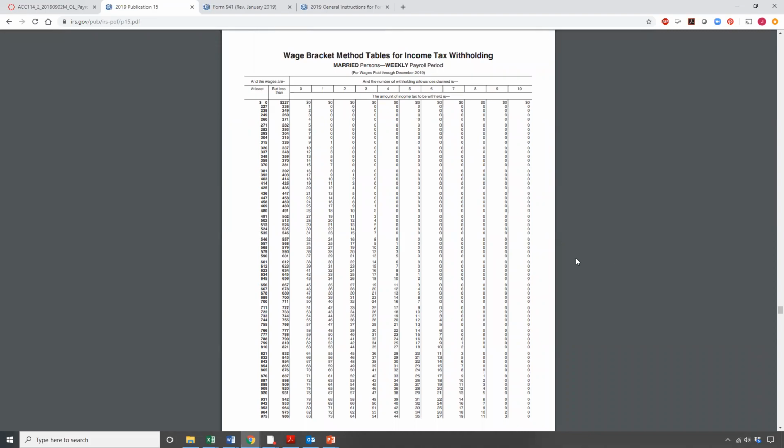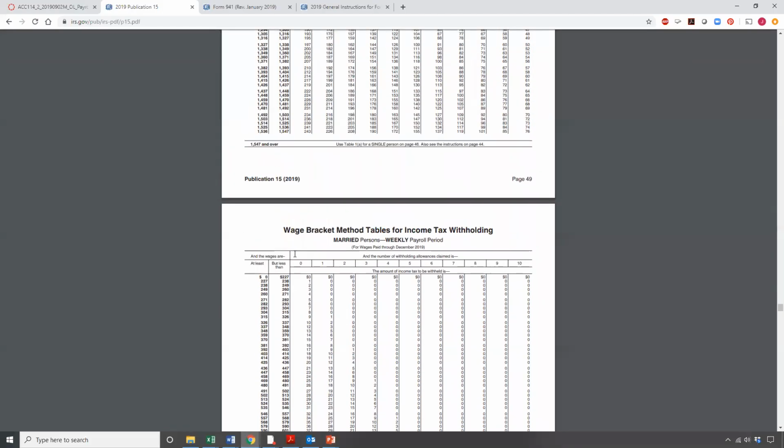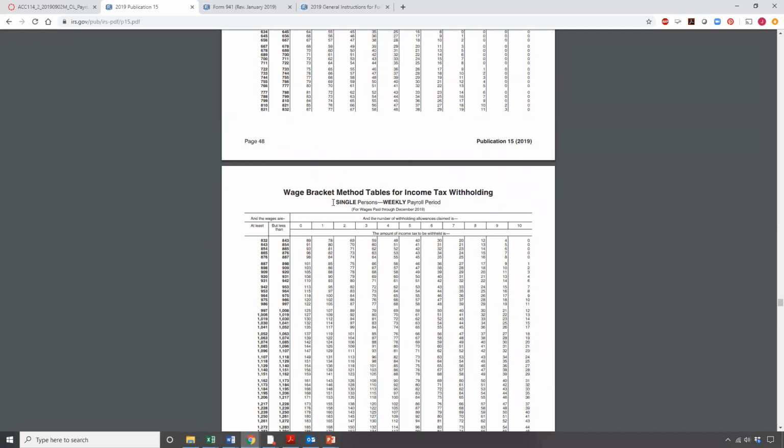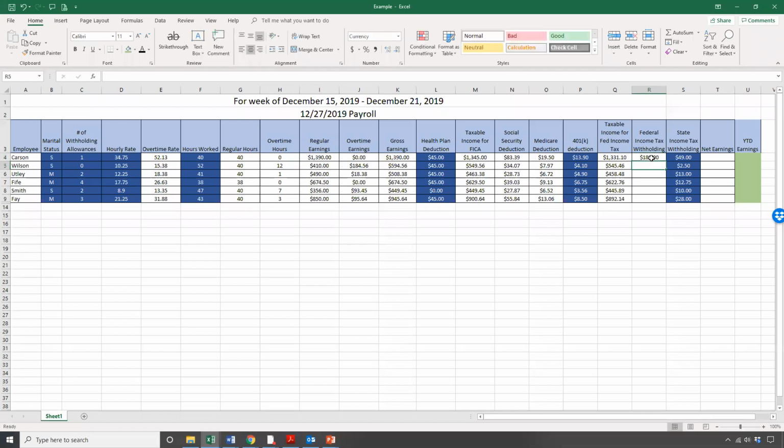All right, so the first person is single with 1 allowance, and he or she has taxable income of $1,331. So let's get into our bracket for single with $1,331. Okay, this is single person paid weekly. That's what we're looking for. And we're going to go down here to 1331. So she's going to fall within this bracket right here. She had 1 allowance, so we're going to use that second column there because the first one is 0. So we're going to have $180 of withholding for federal tax. So we'll put that in there.